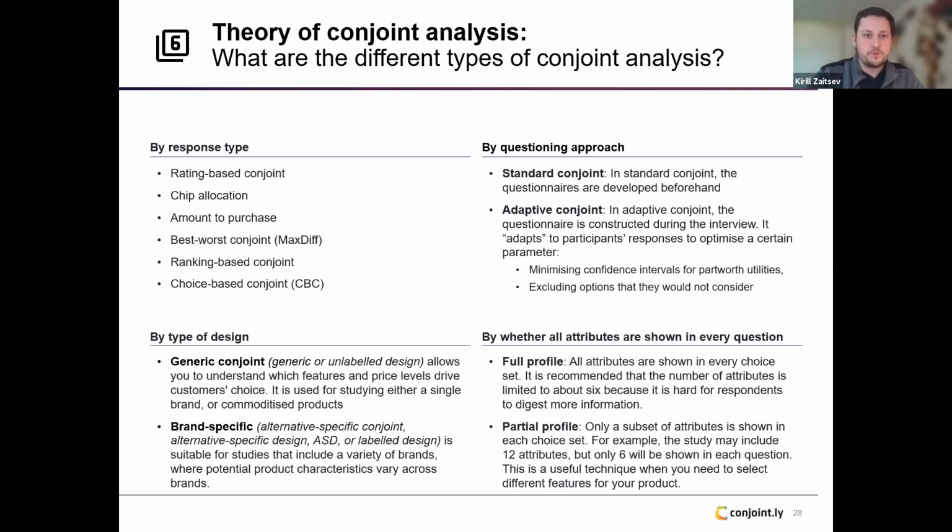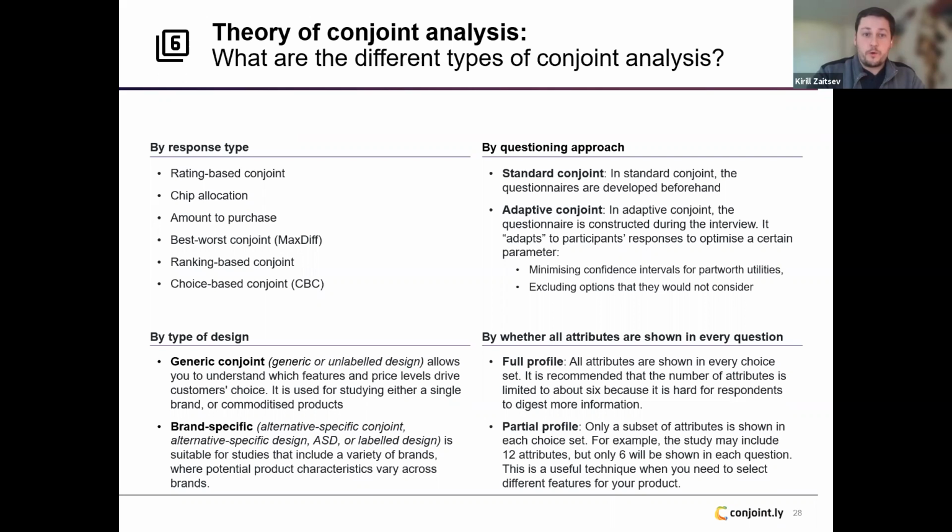Then the best-worst conjoint, also known as a max diff, is another choice-based one where the respondents are choosing both their most preferred and their least preferred alternative on the page. And then we have a ranking-based conjoint in which they just rank the options, best to worst. And finally, the choice-based conjoint is the common traditional one. It's my understanding that about 80% or more of conjoint studies that are done are choice-based conjoints.